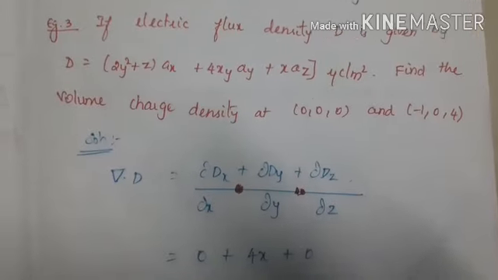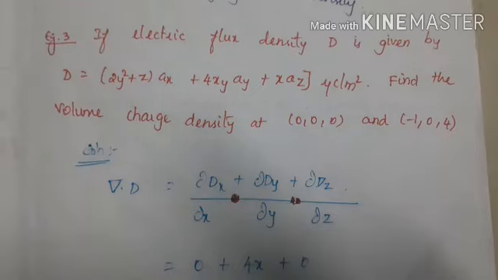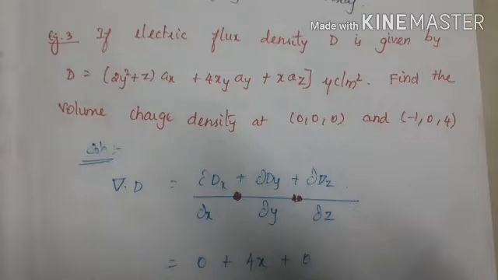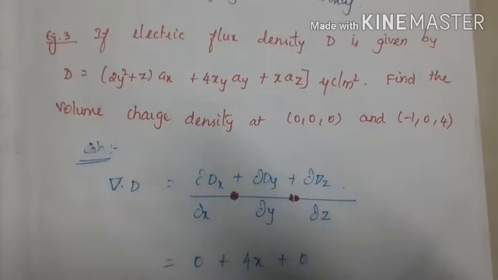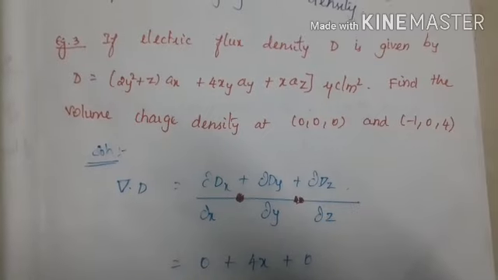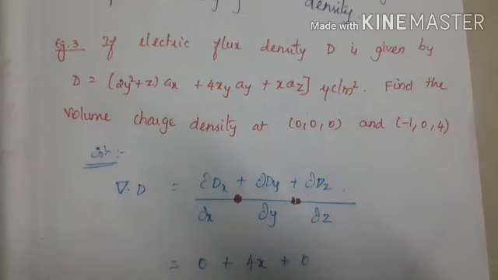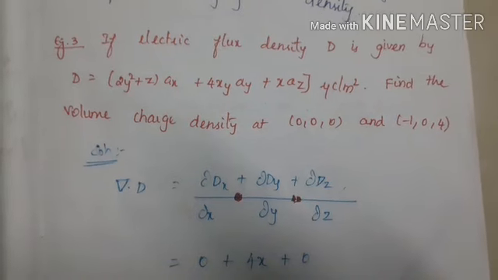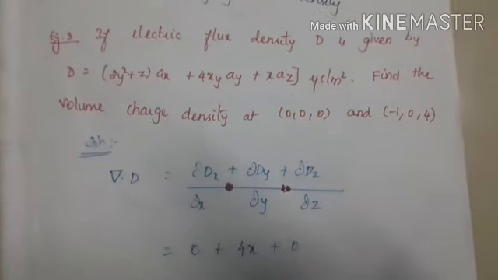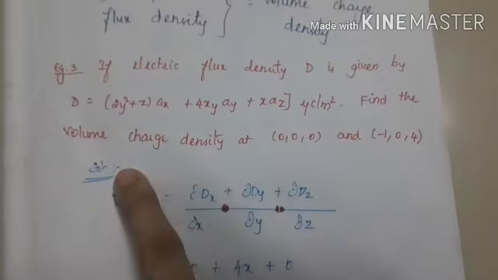See the problem, example number 3. If the electric flux density D is given by an expression, with the unit in micro coulomb per meter square. Why are we using coulomb per meter square? Because it is flux density. So find the volume charge density at 0, 0, 0 and at minus 1, 0, 4. Here you have to note one point: flux density is given, and volume charge density is asked.